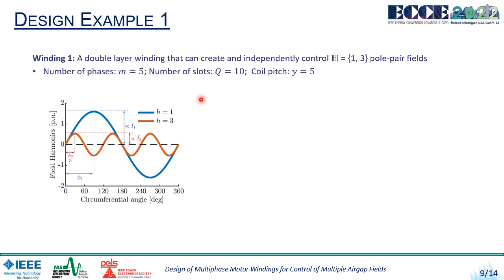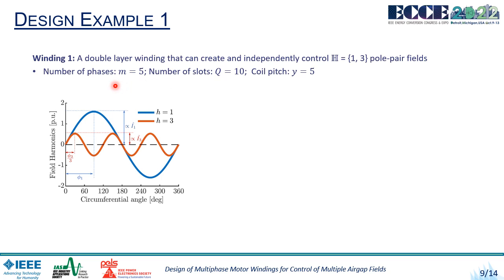So now we go into the design examples to determine the winding layout and the sequence currents to be injected for creating a specific set of pole pair fields. The first example is to design a double layer winding that can create and independently control 1 and 3 pole pair fields. For this, by applying the winding design rules, we can find that a 5-phase machine with 10 slots and a coil pitch of 5 can be used.